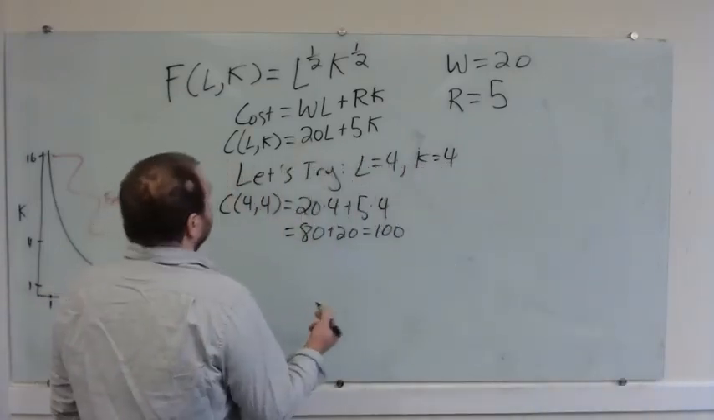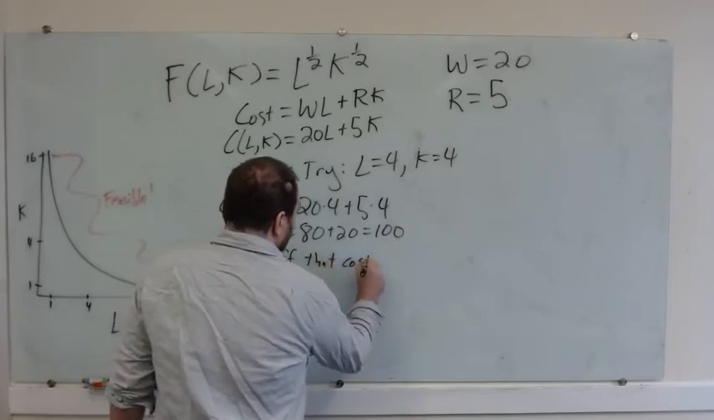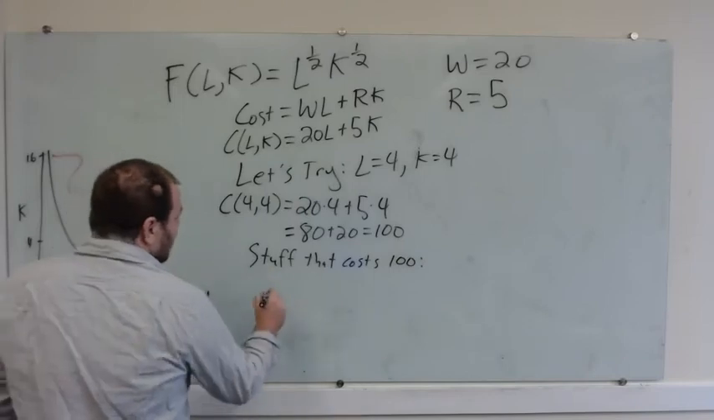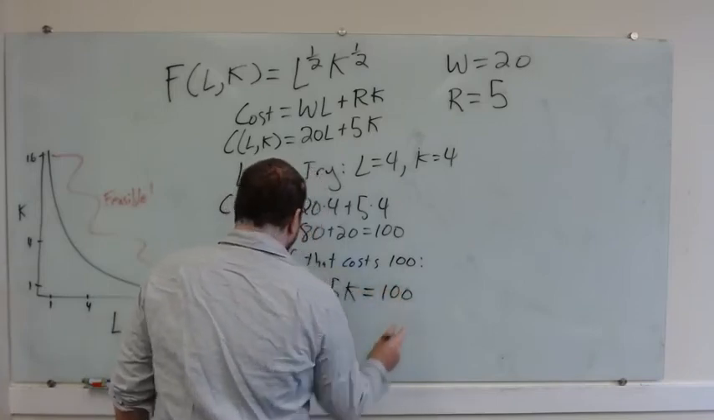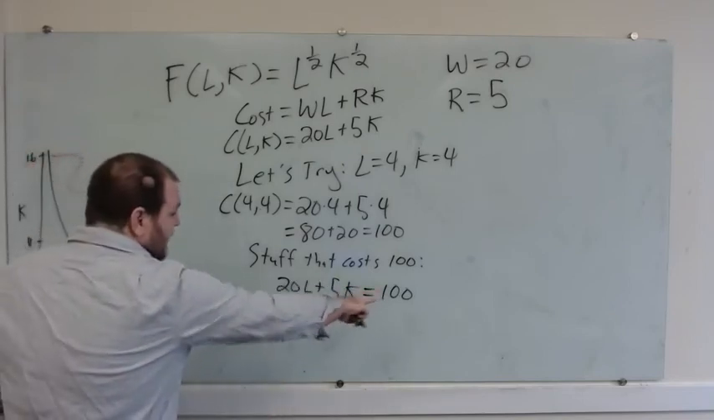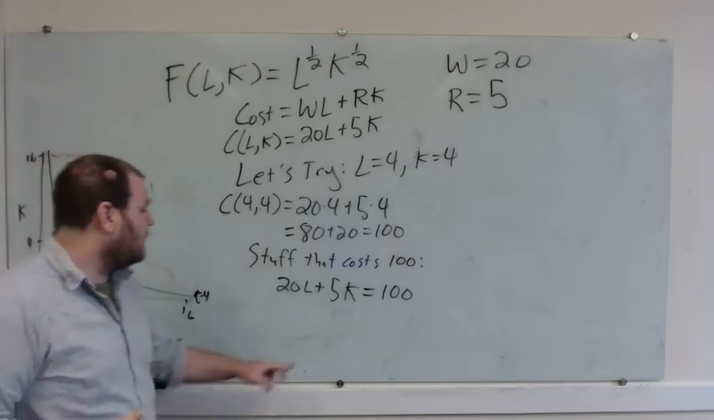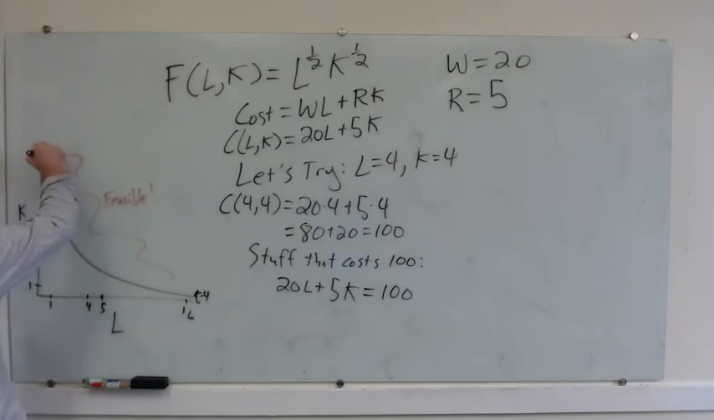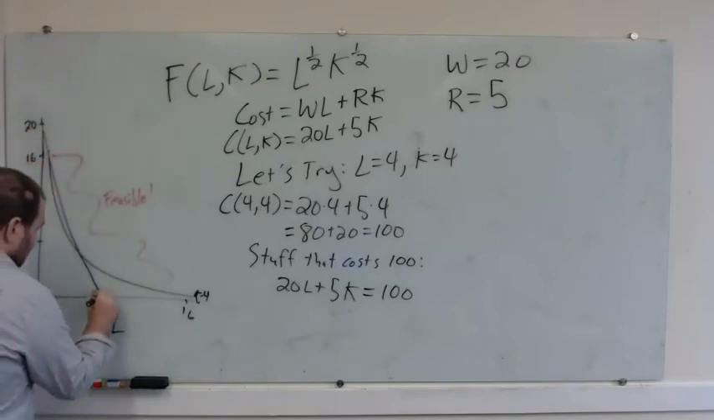So let's say stuff that costs $100 will be anything where 20L plus 5K equals 100. With me so far? If I graph this, I could have 20L plus 5K equal 100 if I had 5 workers and no capital, or if I had, what would it be, 20 units of capital and no workers, and of course, if I had 4 and 4. So if I graph this thing, it would look something like this. This is going to be C equals 100.